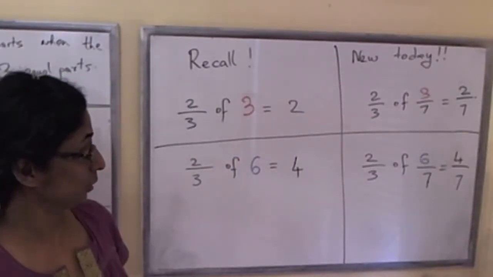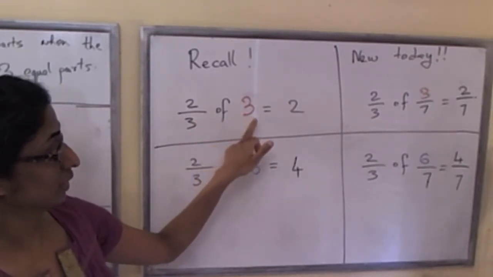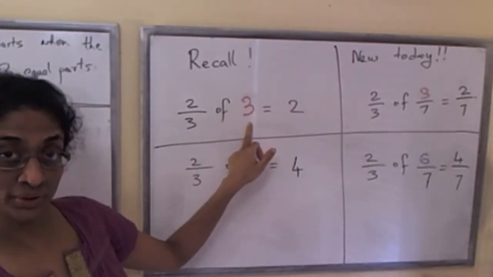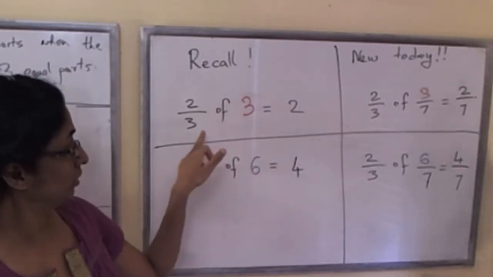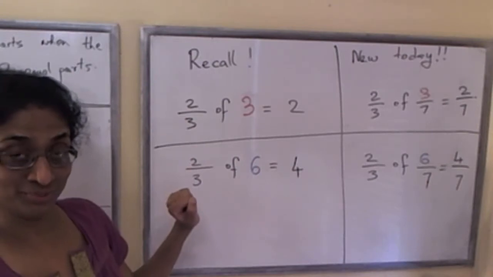So in the next video, what we'll discuss is 2/3 of a whole number that is not a multiple of this denominator. That's what we'll discuss in the next video. Thank you.